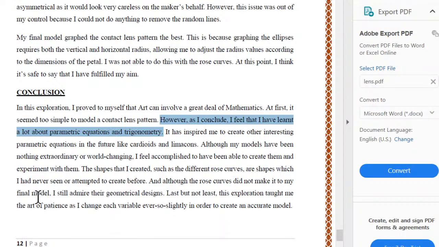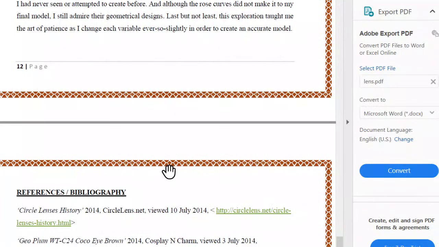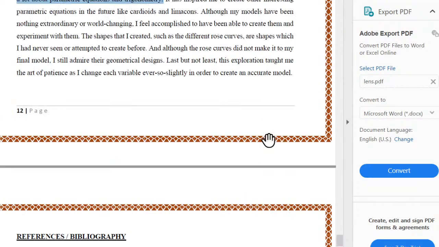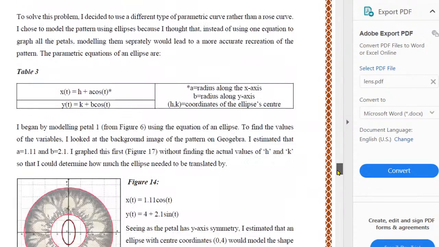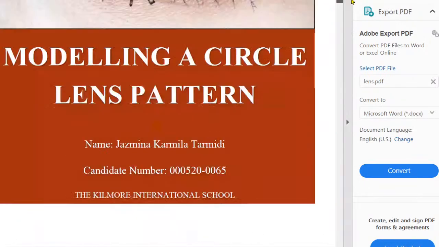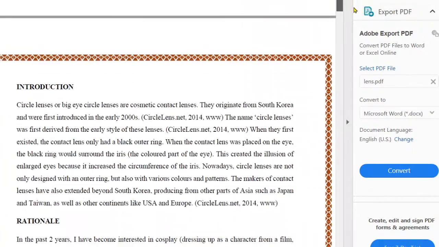Last but not least, the exploration taught me the art of patience as I changed each variable ever so slightly to make an accurate model. So you could also go more TOK, that's also fine. In their bibliography, I know what this is, and I'm going to look at it again.